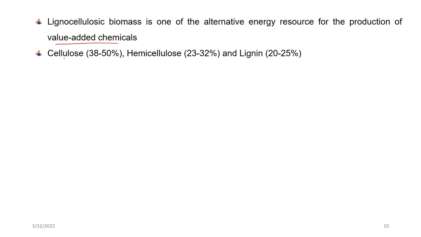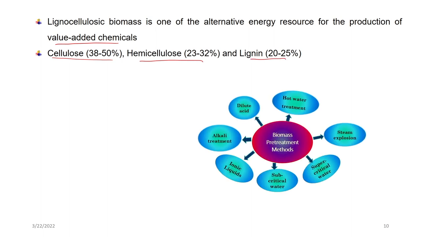So what is lignocellulose? It consists of three components: cellulose, hemicellulose and lignin. We will see them one by one. Any biomass has these three components. If we are going to separate these, it has to undergo some pretreatment. Suppose you have some plant, you can crush it. Then you have to separate these out. Cellulose is crystalline, hemicellulose is amorphous, while lignin is a polymer which is strongly bound to the plant wall.